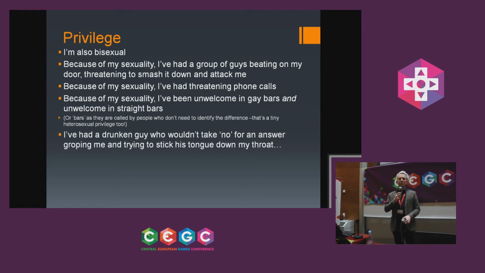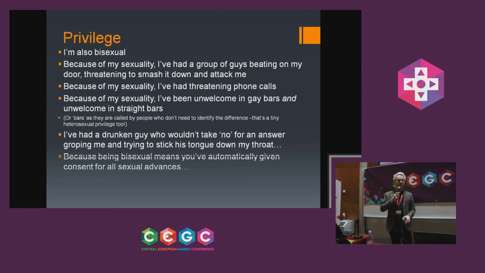I've had a drunken guy who wouldn't take no for an answer, trying to grope me and stick his tongue down my throat. Because, you know, being bisexual means you've automatically given consent to all sexual advances, right? Right? No, I don't think so. Just because I can be attracted to men and I can be attracted to women, it doesn't mean I automatically am. I'm not giving my consent for this stuff. But some people seem to think it does.